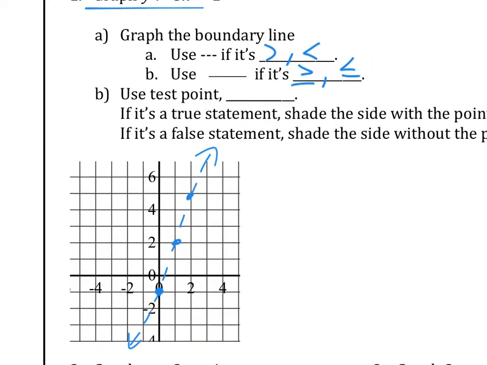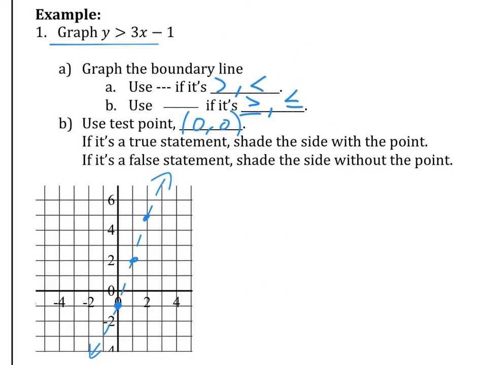Okay, the next thing is when it's an inequality, we're going to have to shade. So we're going to have to choose a side to shade. Usually, your book will tell you to use a test point. So usually I use 0, 0, and I plug it into the function to see if it's true.